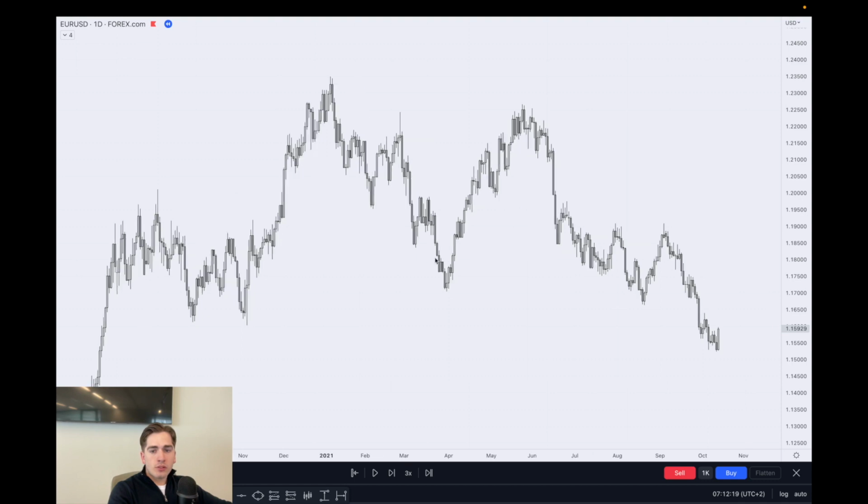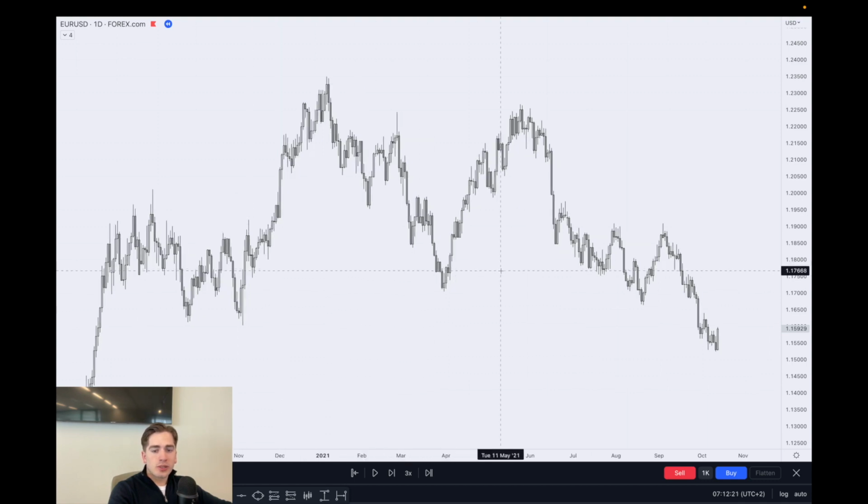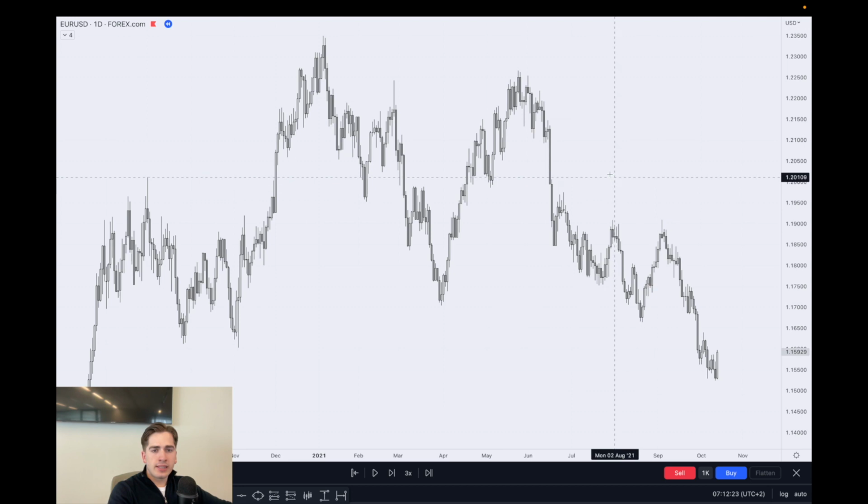So starting off with EURUSD over here, we're in 2021, pretty much all the way towards the end of the year. What I want to do first of all is just draw the market structure to give you a real comprehensive understanding of how I utilize it in my trading strategy.